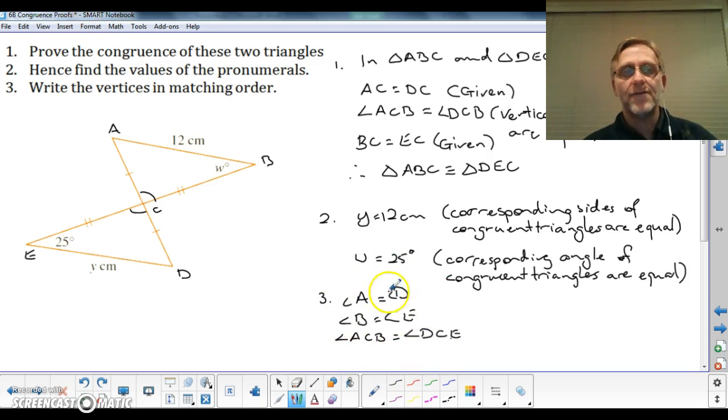So in question 5, when it says to write out the vertices in matching order, that's what it means. Make sure that you are confident about which sides or which angles are corresponding to each other.